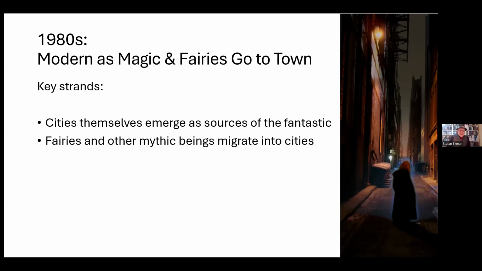Definitely worth reading. The other strand includes fairies and other mythical beings migrating into the city. The foremost person here is Charles de Lint. He's dominated part of urban fantasy, or some people like to call that particular part, this braid, mythic fiction.